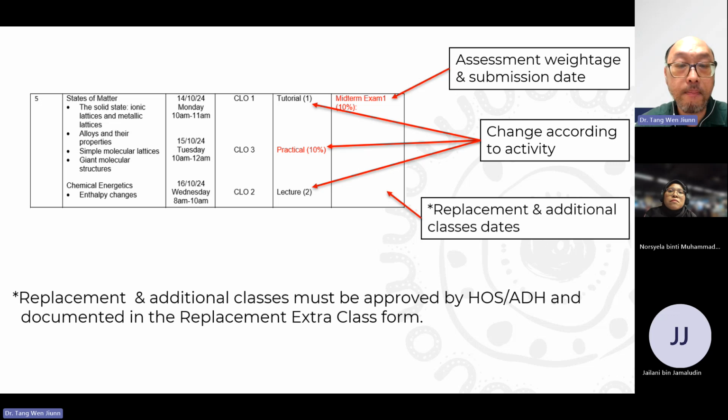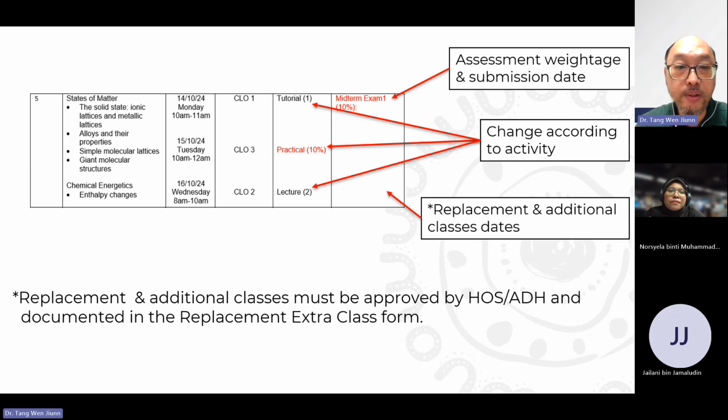And lastly, of course, you put in the replacement as well. So if you have planned and confirmed the replacement, you add in the replacement dates and time at the remarks column there, to make a record that you have replaced that. And make sure when you do the replacement or the additional class, you have to inform your HOS or ADH. I think there's an official form for you to fill in to get their approval. So make sure before you start your replacement class, 1 or 2 weeks in advance, you get the approval first. Then you announce to students accordingly.